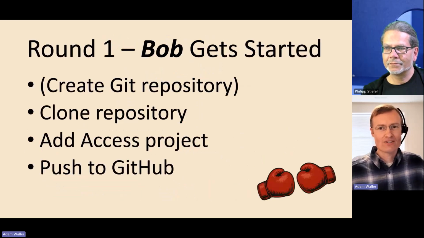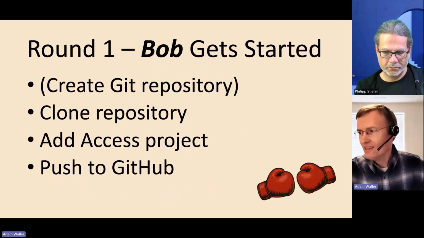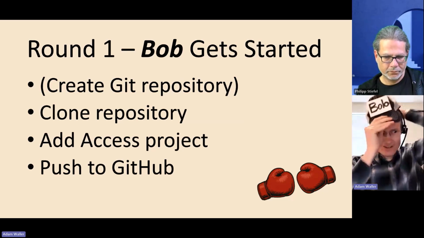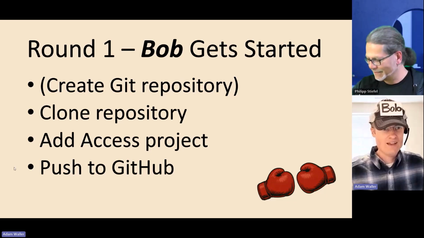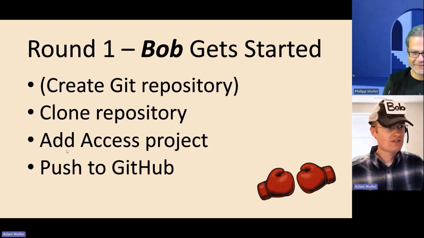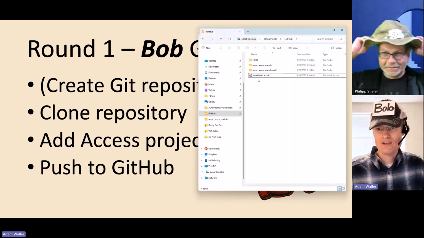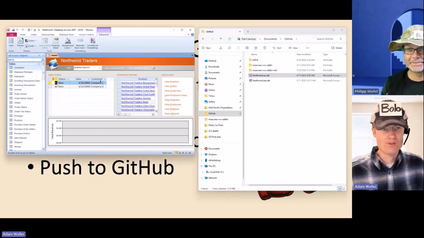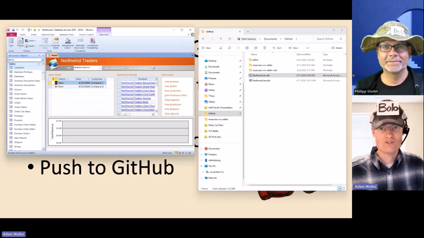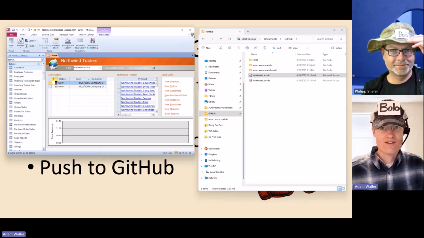I want to talk about Bob Gets Started. So we're going to just role play a couple people here. I'm going to be Bob, and hey, I've got this Access database and I just want to get started. Here it is, my Northwind database classic template. How do I get this into version control? How do we really start off with this?